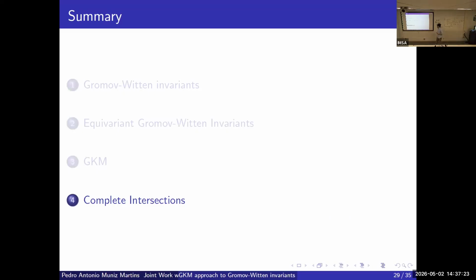Well, now I want to talk a little bit about complete intersections, because the idea is now to compute the Gromov-Witten invariants for complete intersections in flags. There are a lot of spaces that can be thought of as complete intersections in flags. I will show some examples. And we have a formula for the sum of some Gromov-Witten invariants in this case.